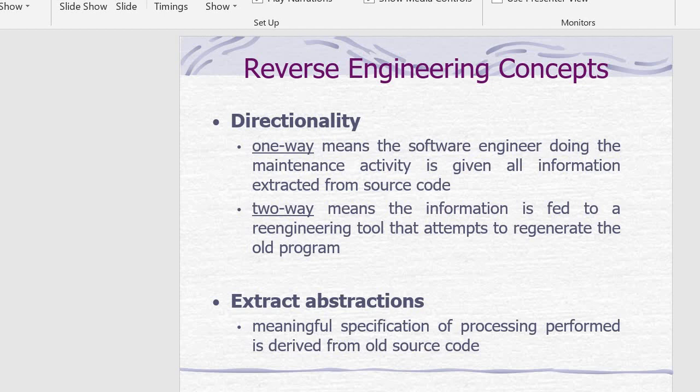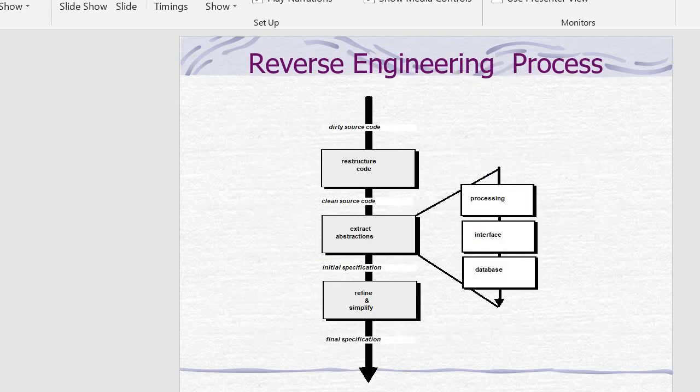Then directionality. There are basically one-way and two-way directions. If you look at one-way, it means the software engineer doing the maintenance activity is given all information extracted from the source code. And two-way directionality means the information is fed to the re-engineering tools that attempt to generate the old program. And then we have extract abstraction, meaning a meaningful specification of the processing performed is derived from the old source code.